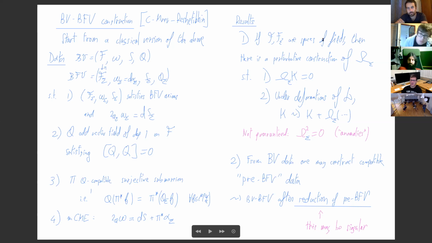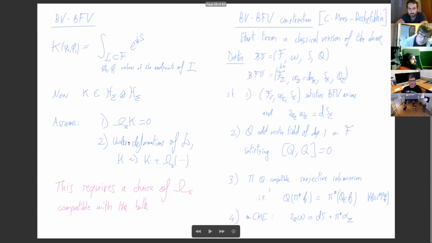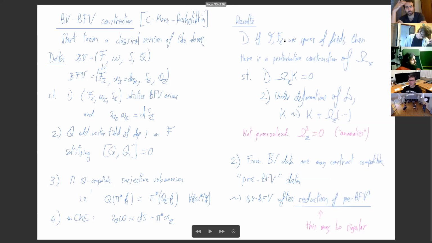Okay, so assume that we start from this data and assume that the theory is good enough, then we can produce omega sigma perturbatively in such a way that these two properties are satisfied. Both omega sigma and the integral kernel are defined perturbatively, and they satisfy these two conditions. In particular, omega sigma applied to k is equal to 0, and when you deform the gauge fixing, k changes by an omega sigma exact term. And this omega sigma is a quantization of S sigma.